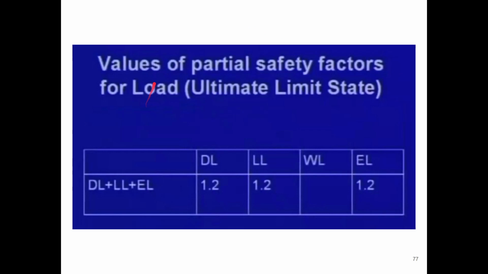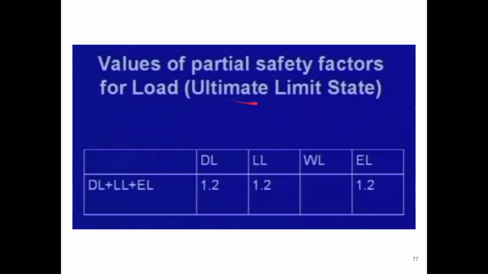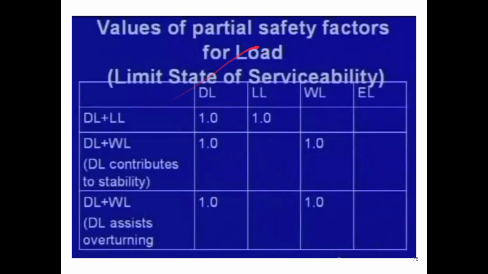So that is for the partial safety factors for load in the ultimate limit state. This is the ultimate limit state for load, which is mainly for strength. In the case of the limit state of serviceability, it will be a little different. It is almost the same, but the partial safety factors will vary a little bit.